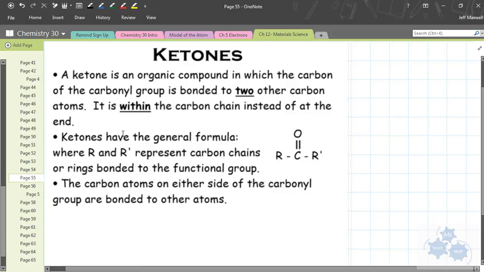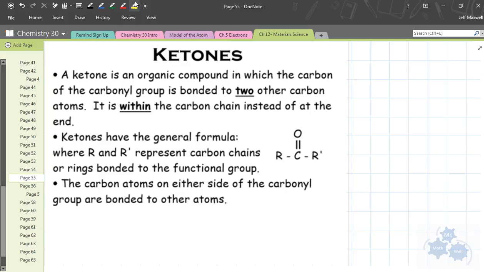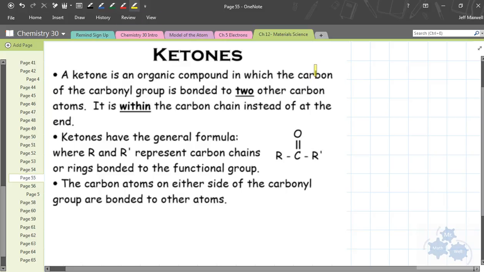Alright, so in Chemistry 30 today we're going to look at the functional group ketones. Ketones, not ketones, not ketones, ketones. Alright, a ketone is an organic compound in which the carbon of the carbonyl group, we just talked about that, is bonded to two other carbons.